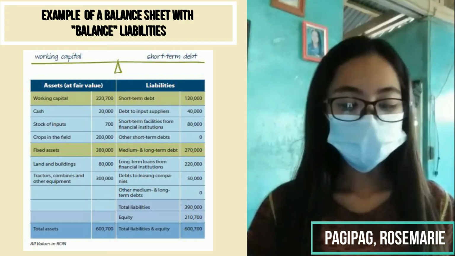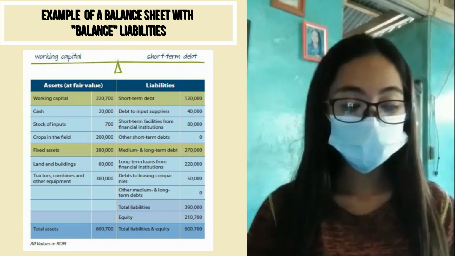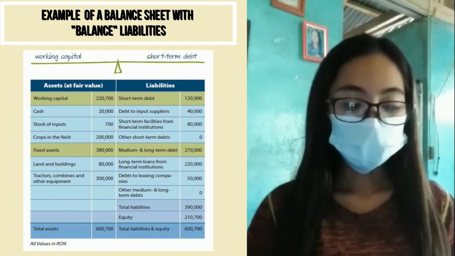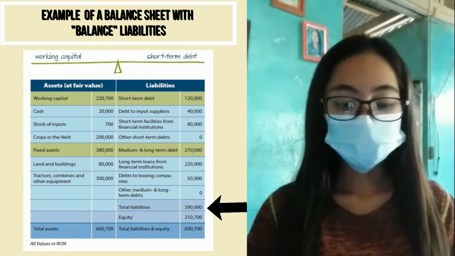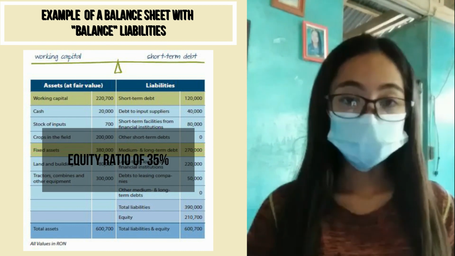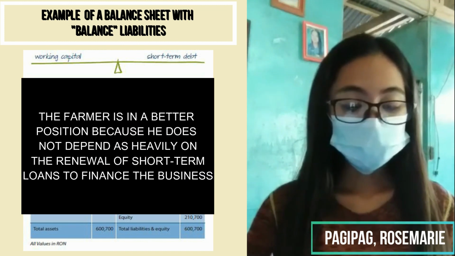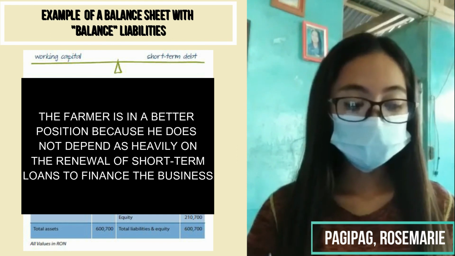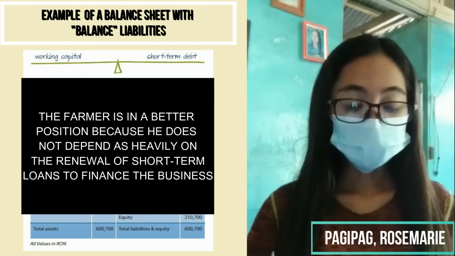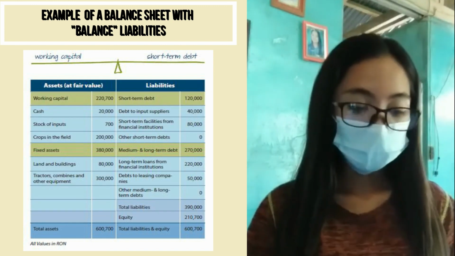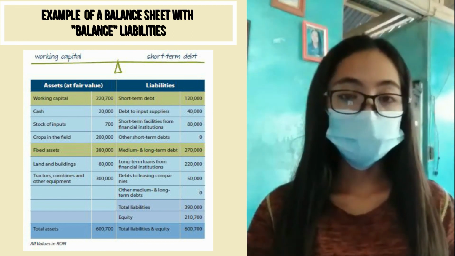In this example, the farmer has balanced his short and long-term assets with his short and long-term liabilities. The farmer has the same total amount of debt, 390,000, and an equity ratio of 35%. But he is in the best position because he does not depend as heavily on the renewal of short-term loans to finance the business. This is the example of the balance sheet with balanced liabilities.